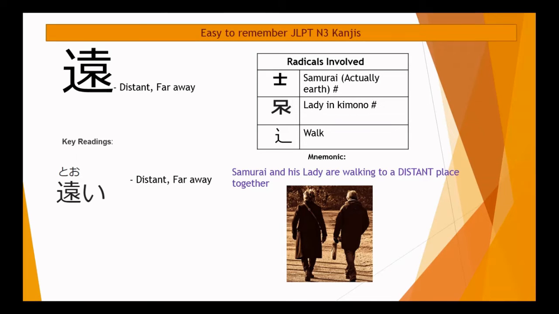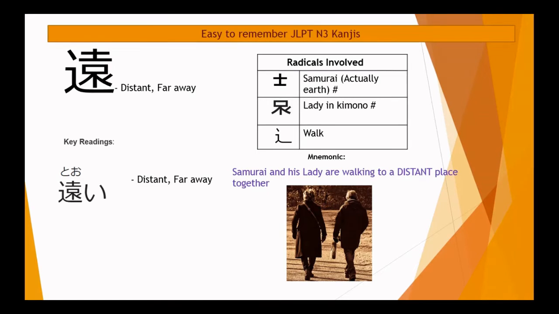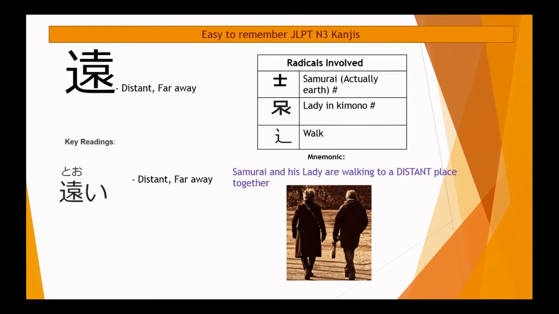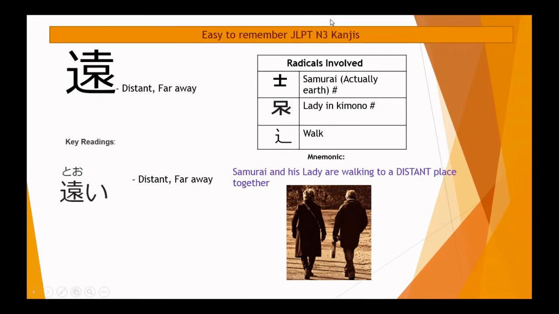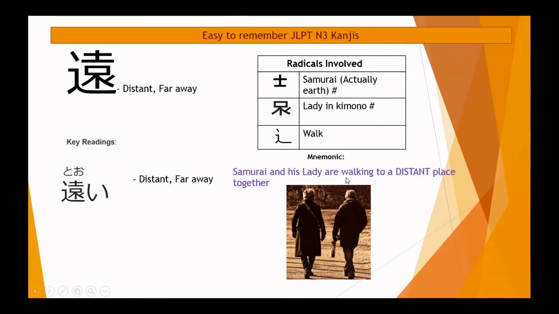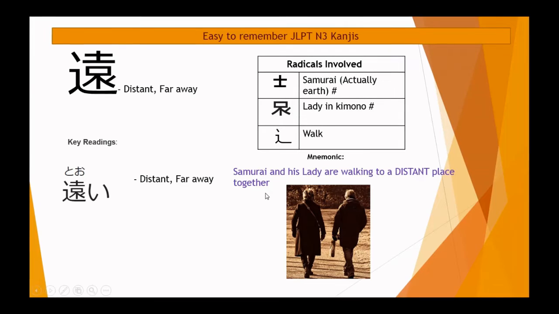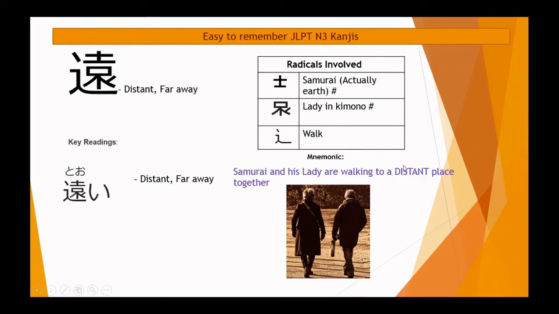Putting the three radicals samurai, lady in kimono and walk together, we arrive at a mnemonic. Samurai and his lady in kimono are walking to a distant place together. So, distant is our kanji, and once again you can use this picture to remember this kanji well. Let's jump to the next kanji.